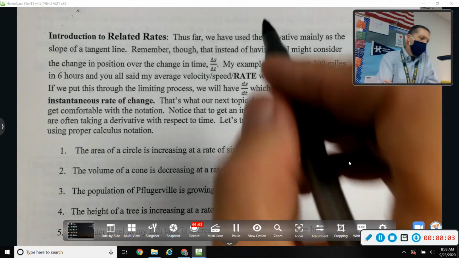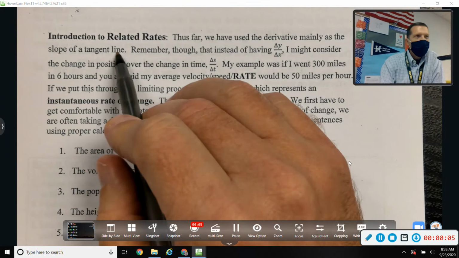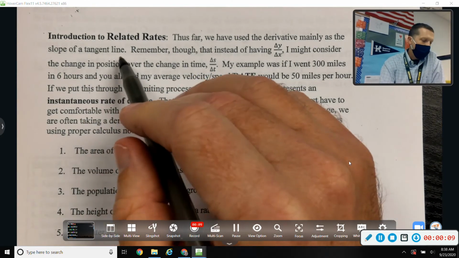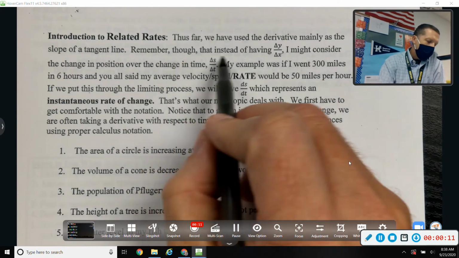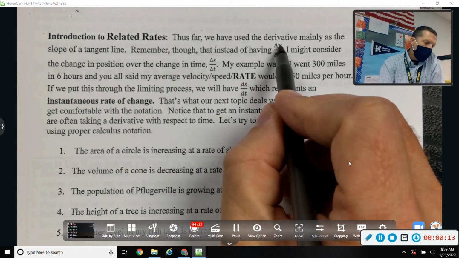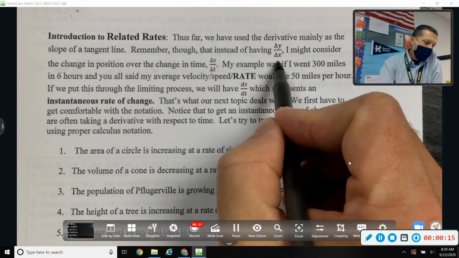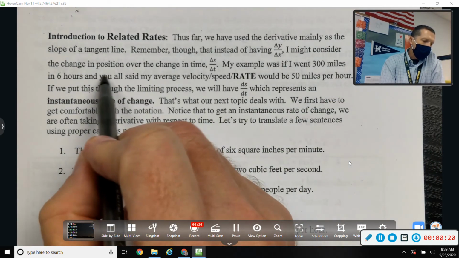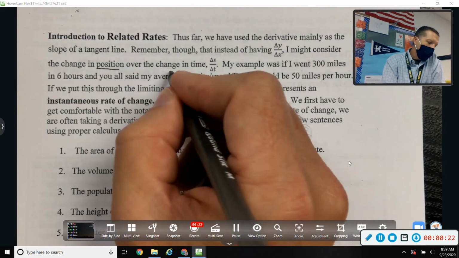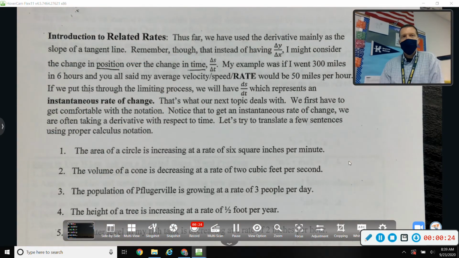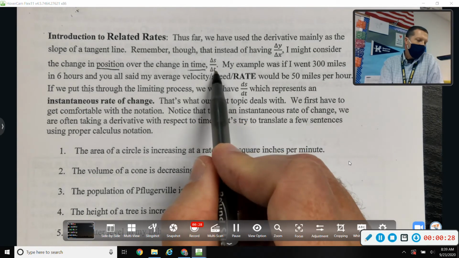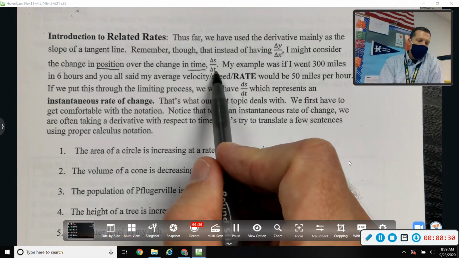So far we've used the derivative mainly as the slope of a tangent line, right? Derivative equals slope, slope equals derivative, and we've done a lot of tangent lines. Instead of having change in y over change in x, though, we might do something a little bit different and do change in position over change in time. This is kind of physics, right? Change in s over change in t, that would be like velocity.